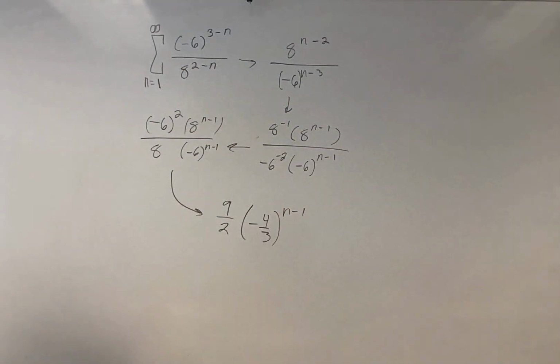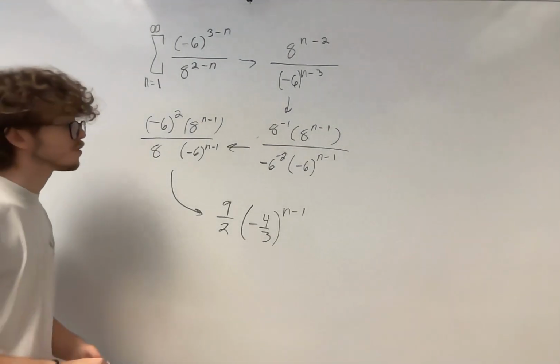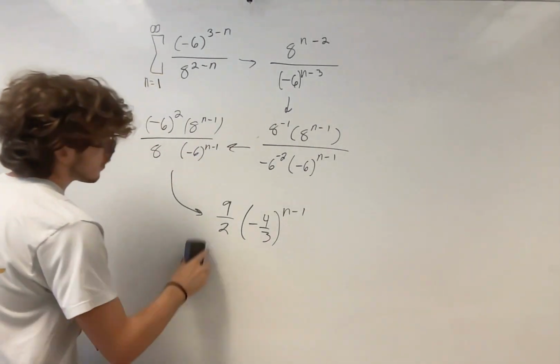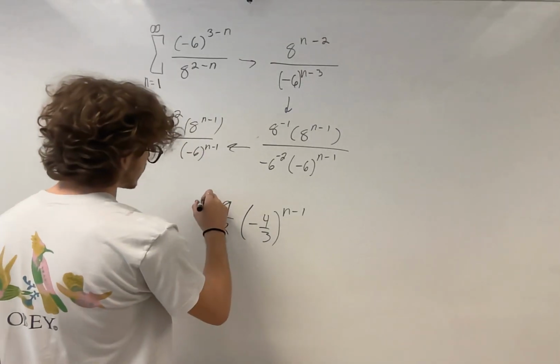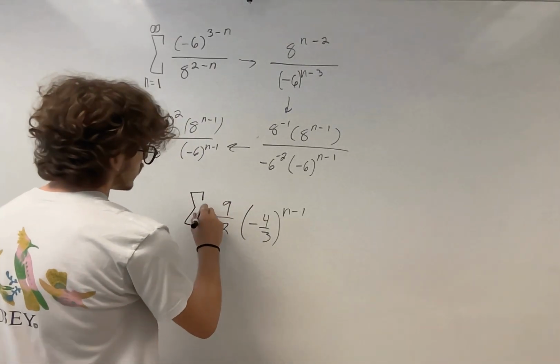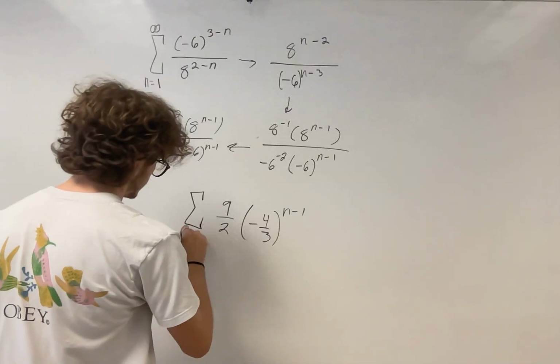Okay, so we found our series and we put it in terms of how we've seen the geometric series written. So if we want to rewrite the series, we could say, okay, this is our actual series in the notation that the geometric series wants.